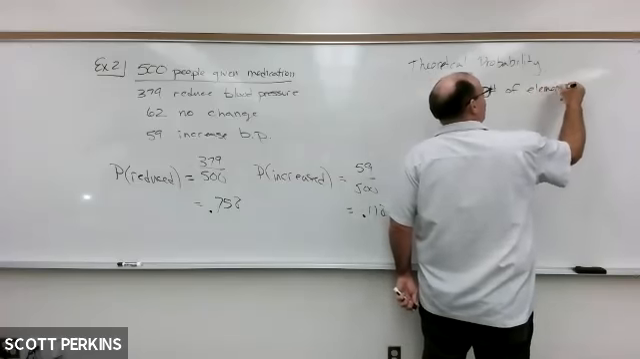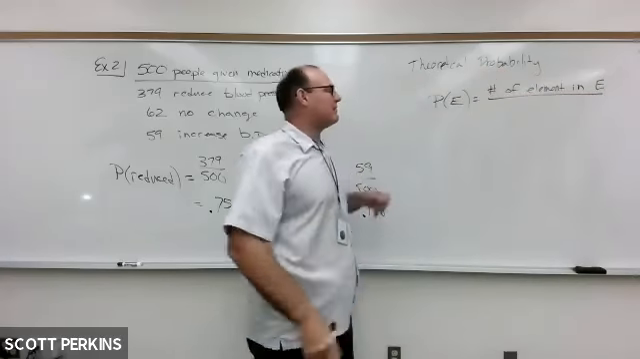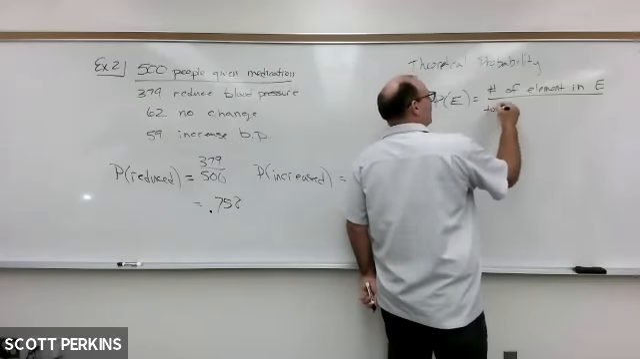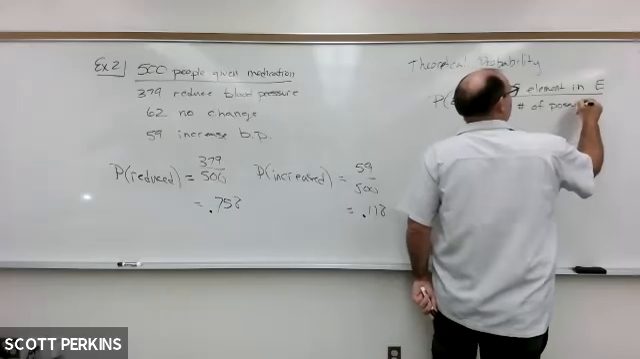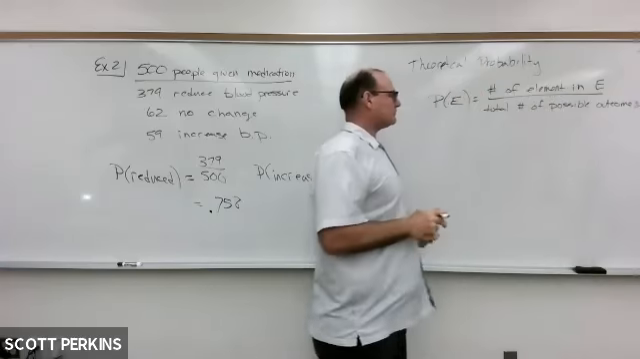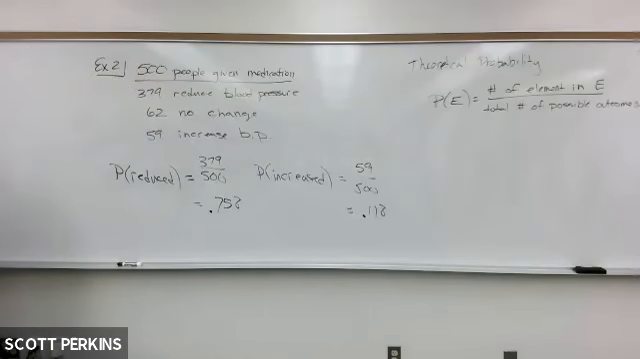elements in event E. Remember, event E is a subset of every possible thing that can happen. And in the denominator is the total number of possible outcomes. Or another way to say that is the total number of outcomes in your event.